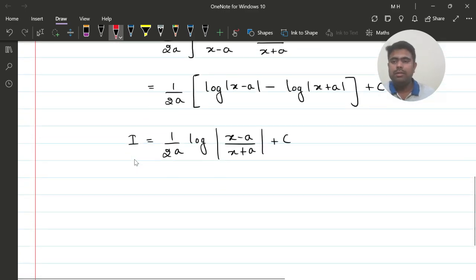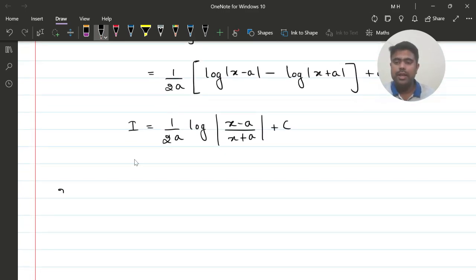Coming to the second one, I will let I be equal to the integral of 1 by a square minus x square dx.